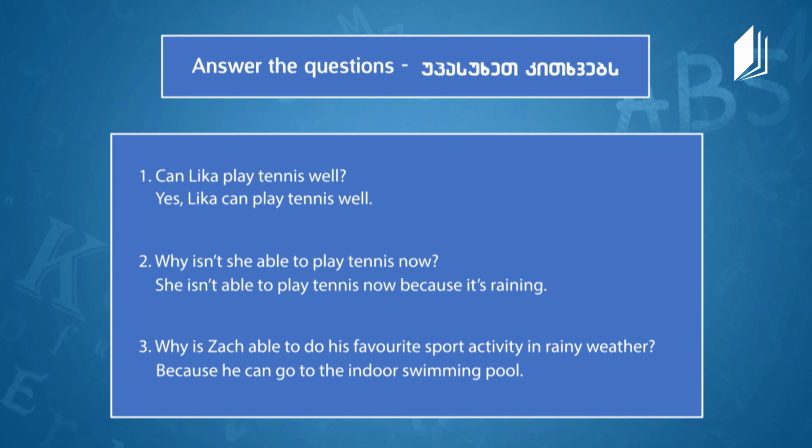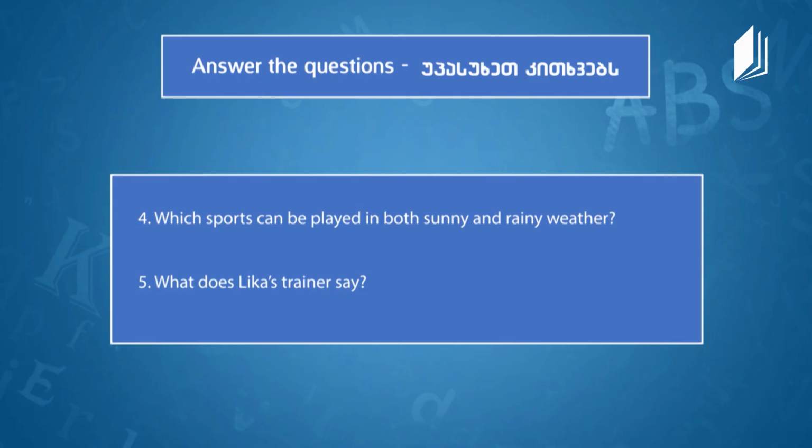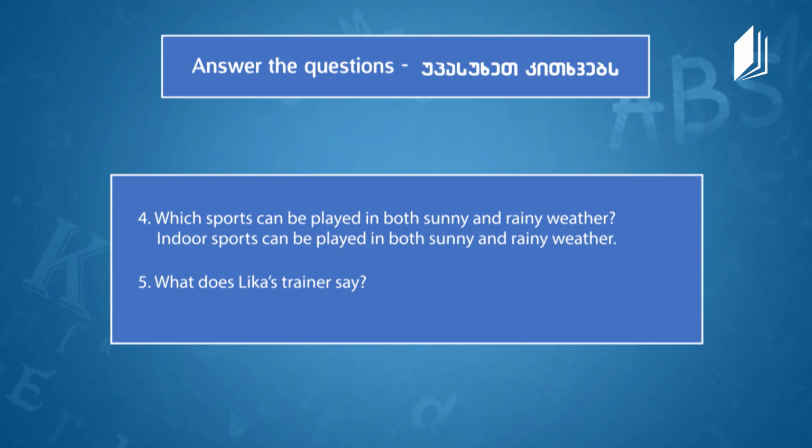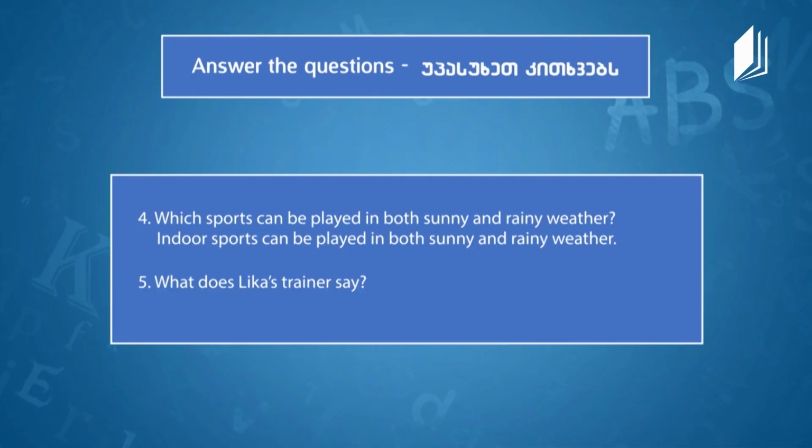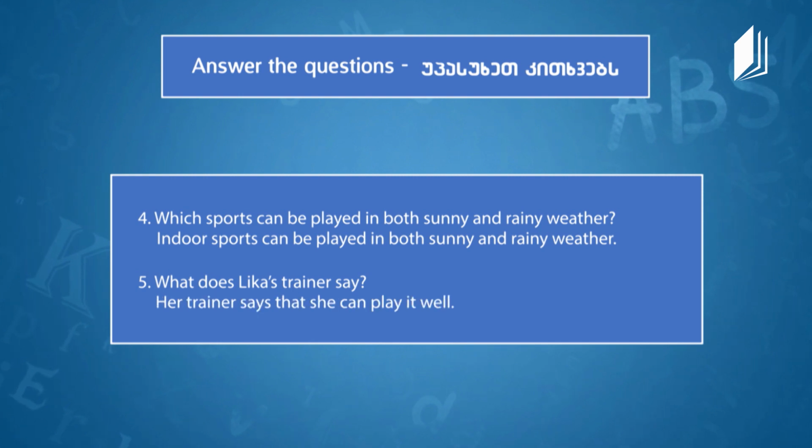Yeah, totally right. The next one, which sports can be played in both sunny and rainy weather? And the answer, indoor sports can be played in both sunny and rainy weather, right? And number 5, what does Lika's trainer say? Do you remember? Oh, that's right, you're doing great. It's her trainer says she can play it well.